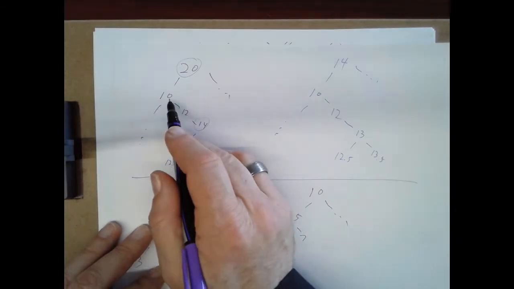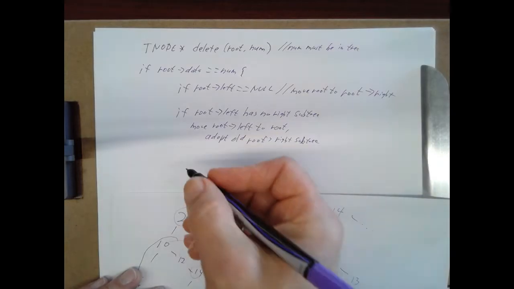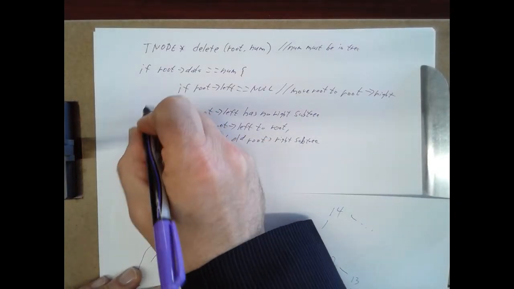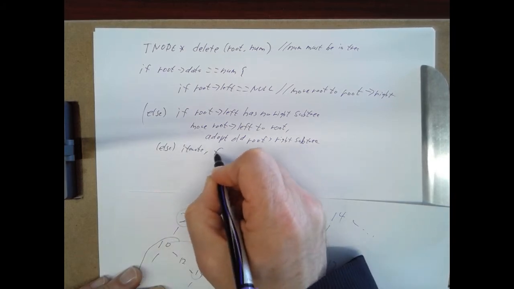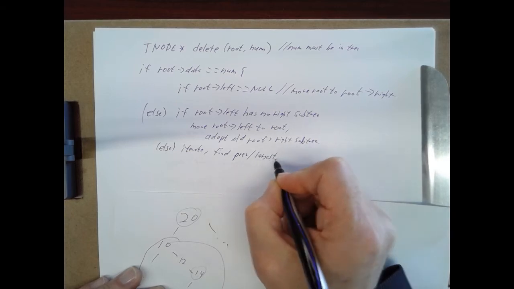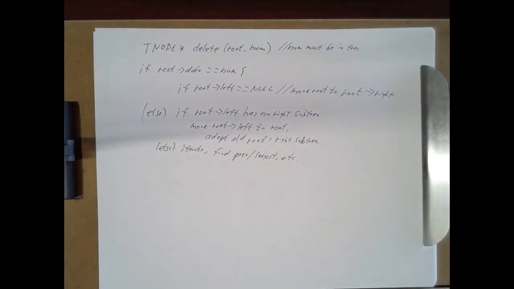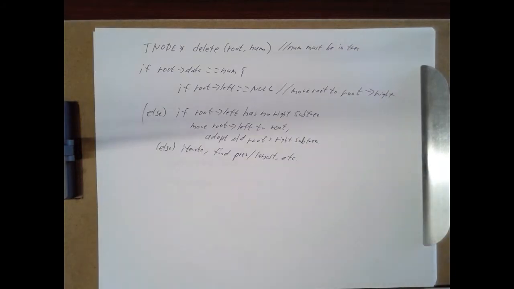Otherwise, we've got this case where we have a left subtree and we have at least one thing to the right. So else iterate, find previous and largest, and so on and so forth. So do that first algorithm that we talked about, which was this one. And free the root and return the new root. And that's all just for deleting the root of the tree.